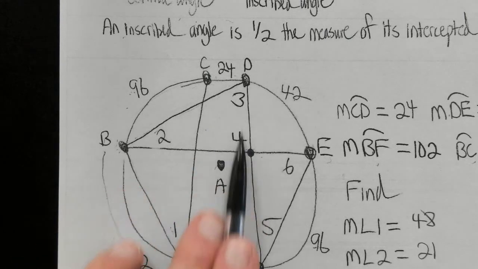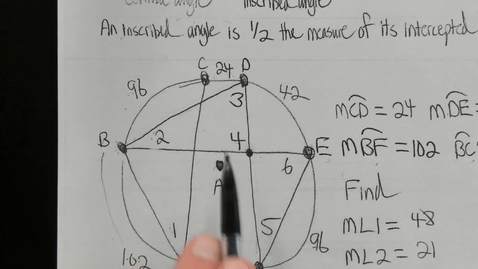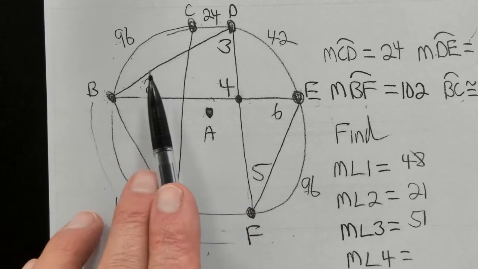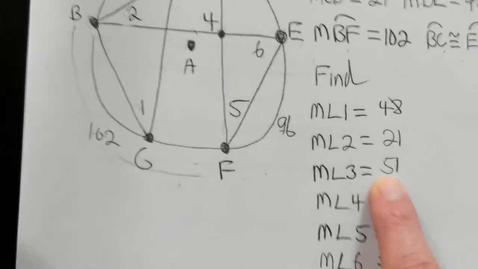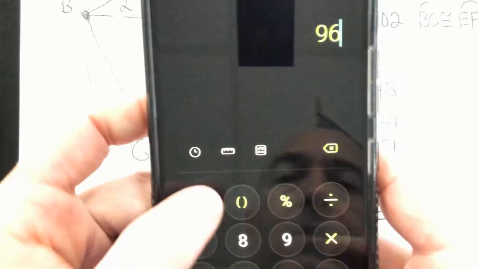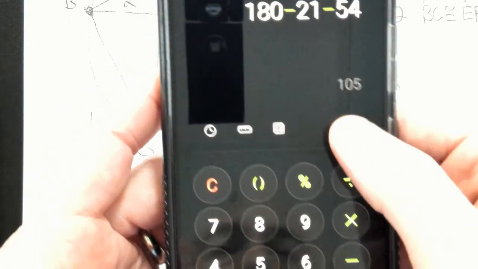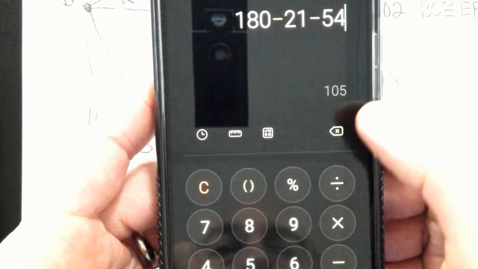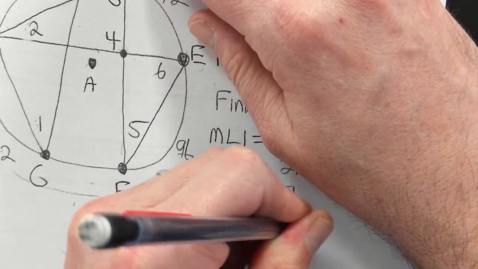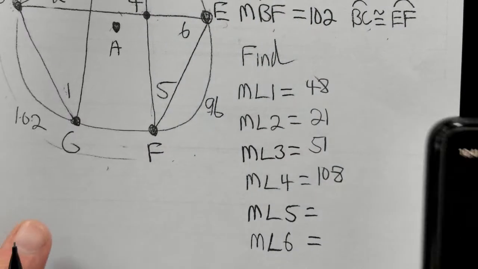It is a part of a triangle in which we already have the other two angles. So remember, all three angles on the inside of a triangle add up to 180. So if I want angle 4, I'll just need to do 180 minus 21 minus 51. That gives me 108. All right, 108. And so now I need angle 5.